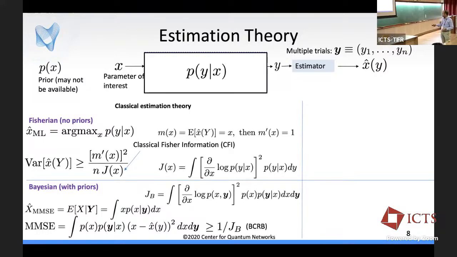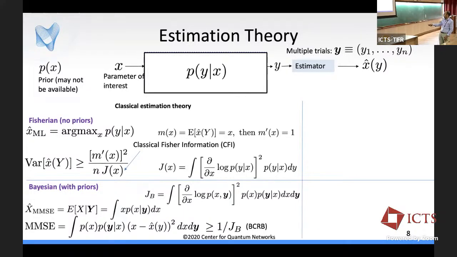This one that you learn in textbook estimation theory is called the Bayesian Cramér-Rao bound, which is kind of a weird phrase. I mean, I don't like that at all. It's like the Cramér-Rao bound is a Fisherian bound. You're saying it's a Bayesian Cramér-Rao bound, but that's what it is called. It's called BCRB. And why is it called that? If you look at this J_B, the expression for that, it looks identical to the Fisher information, except that you replace the conditional distribution by the joint distribution everywhere. This one by the joint distribution, this one by the joint distribution.